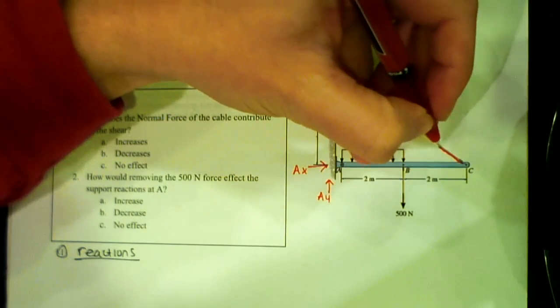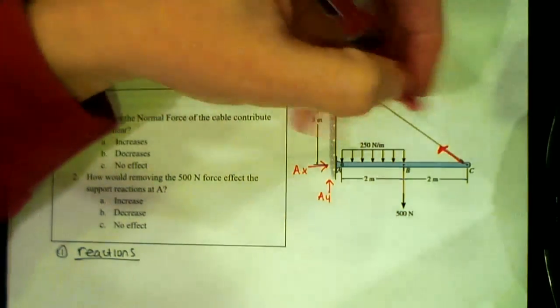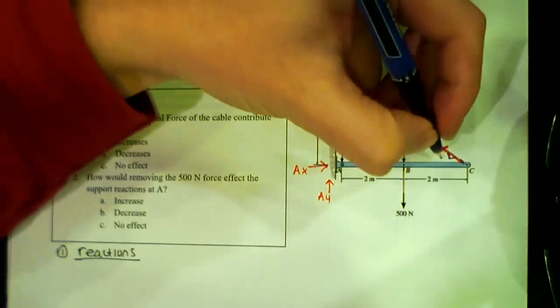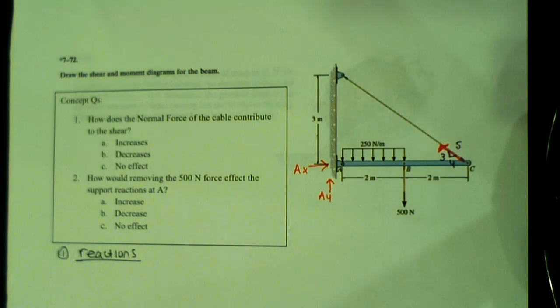And then I have a cable here. Cables are always going to be in tension. This is also a 3, 4, 5 triangle. So there's my free body diagram. I got lazy and didn't feel like redrawing it. But the pin up top, you don't have to worry about it. We're just looking at the beam itself. Yeah, don't worry about the pin. As soon as you start looking at that one, you would have way too many unknowns.